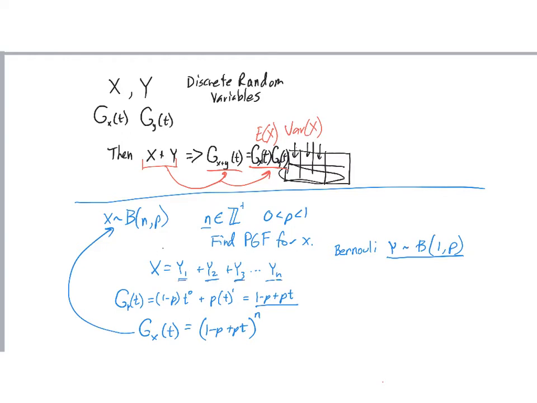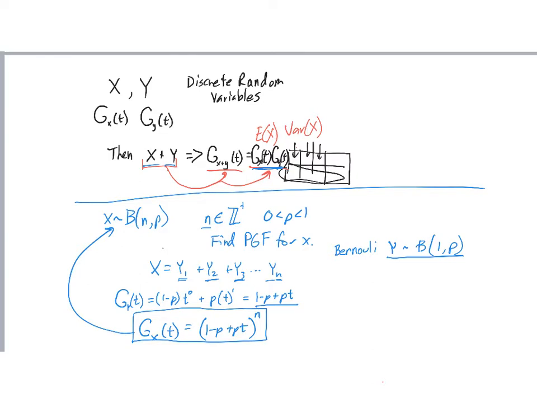And this is using this idea up here of when I add two variables together, then I just multiply their PGFs. And so therefore I have my final answer, which is that the PGF of a binomial is (1 minus p plus pt) all to the n power.